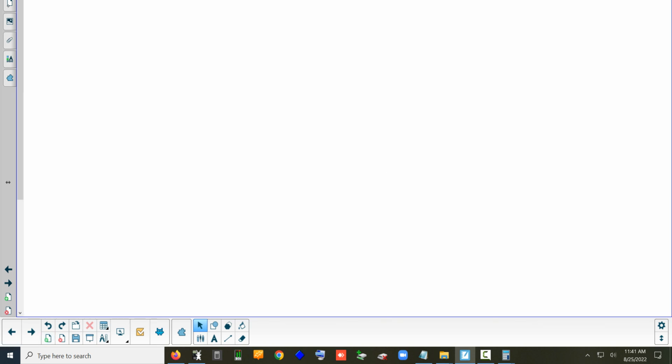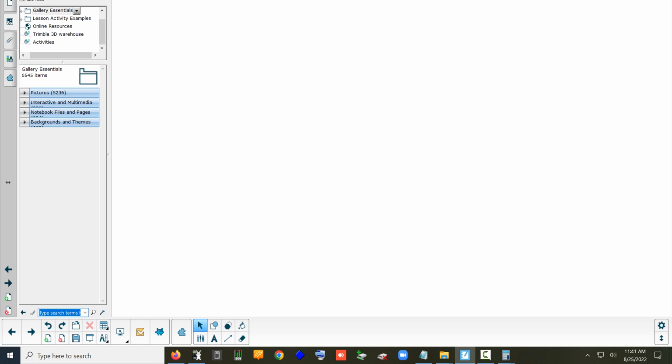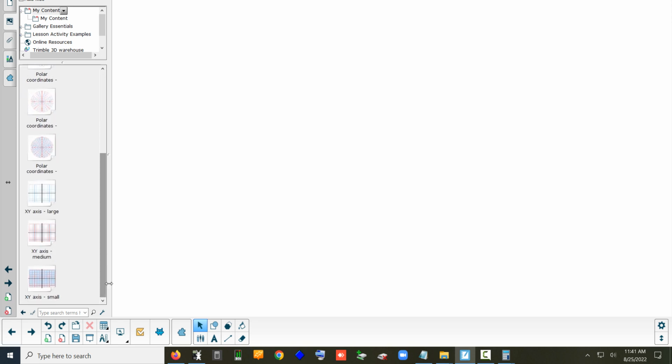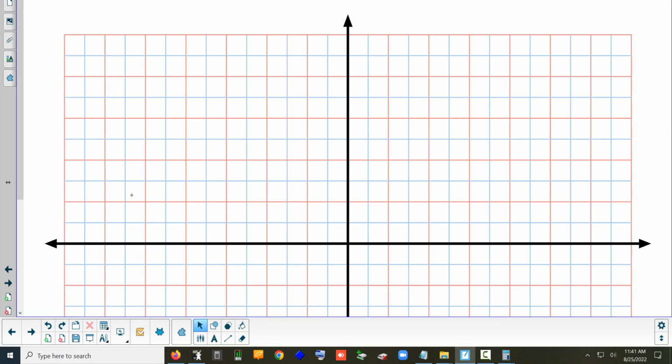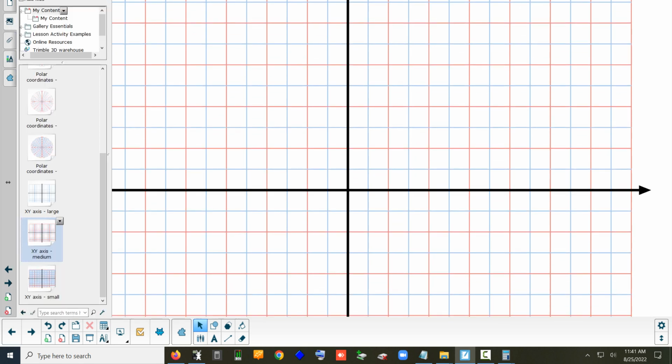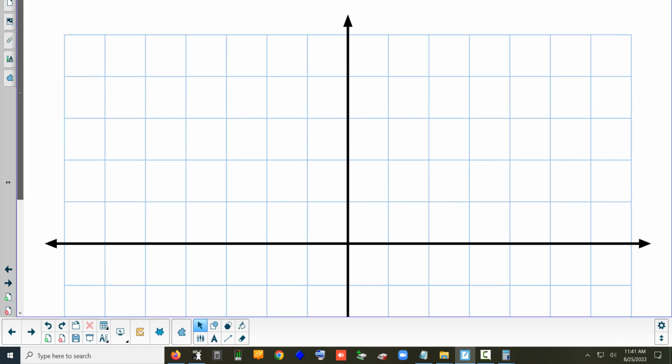So, if you think about it, let me pull up a background. Let's do this one. I think this one will be okay. Let's see if I make the squares a little bigger. All right, so let's say we had a point here, and then we had another point over here. And I want to find the distance between those 2 points. Well, I can't just count.